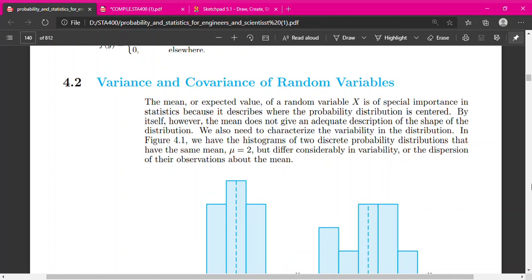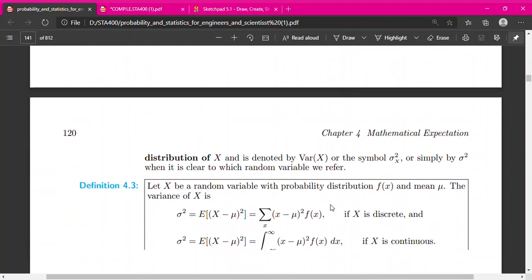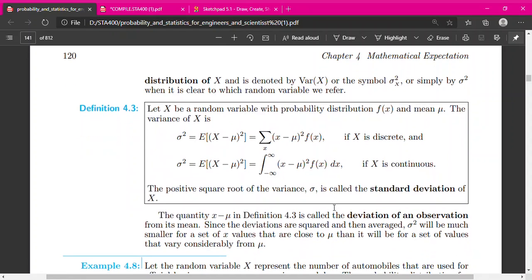Okay, Assalamualaikum. From the previous class, you have learned how to find the mean for the random variables using the mathematical expectation. So today we proceed with the variance and covariance also using the mathematical expectation. Okay, so we can find the variance and covariance for the discrete dan juga continuous random variables using the mathematical expectation. Okay, so let's see the formula to find the variance using the mathematical expectation.